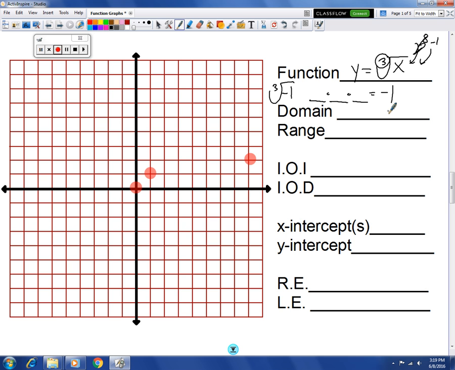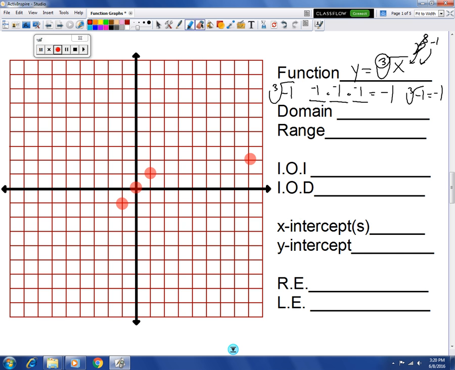Well, 1, 1, 1 doesn't work this time because positive 1 times positive 1 times positive 1 is a positive 1, not negative 1. But what we can do is make all these negative ones, and it'll work. The first 2 negative ones multiply to make a positive 1, and then that answer times the last negative 1 makes a negative 1. And all 3 of these negative ones are the same. So the cube root of negative 1 is negative 1. Substitute in negative 1, I get negative 1. So my next point is negative 1, negative 1, right there.